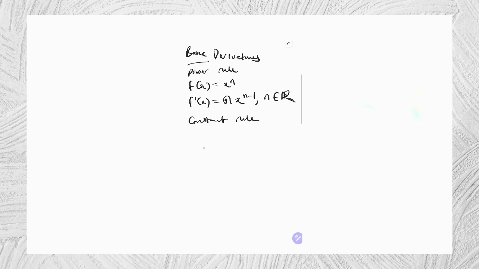So let's go over some basic derivative rules and formulas. First off, we have the power rule: whenever you have f of x equals x raised to the power n, differentiation of f of x will give you n times x raised to the power n minus 1, where n belongs to all real numbers. Now, for the constant rule, when you have f of x equals c, when you differentiate, you get 0, where c is a constant.